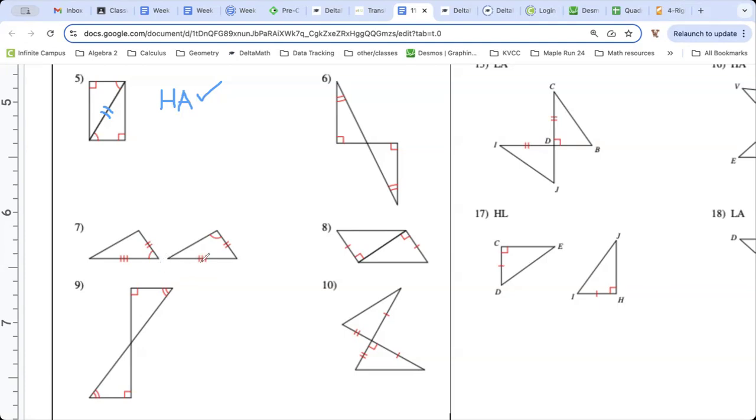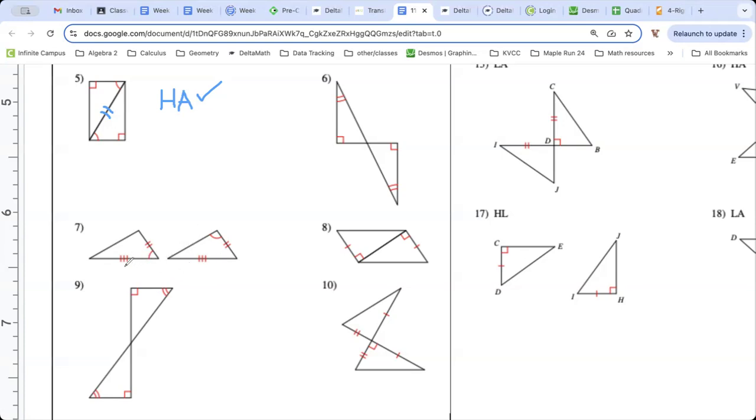And you have, but however, can we use the right triangle rules for this? We can't, because these are not right triangles, right? So we cannot use the right triangle rules, okay? So we cannot use HL or LA because they're not right triangles. So then what? Then we have to use the other rules.